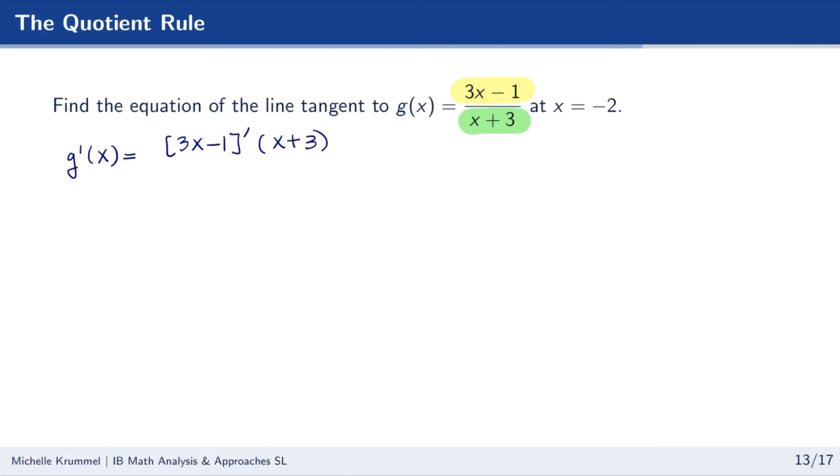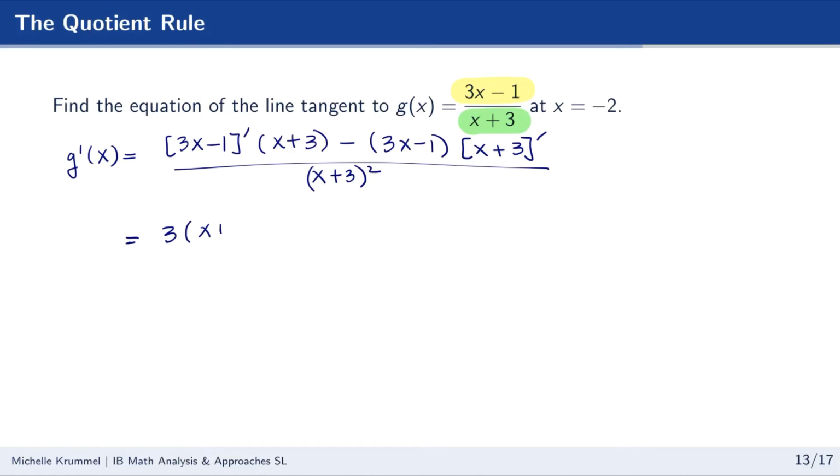When I'm solving problems, I normally don't do this extra step, but it's good for your notes to have it like this. And then the top times the derivative of the bottom, over bottom squared. That's what we need to do in order to take this derivative. Okay, so here we go. The derivative of the top is 3 times the bottom, minus the top times the derivative of the bottom, which is just 1. Don't really need to write that. Over bottom squared. Okay, so that's g prime of x.